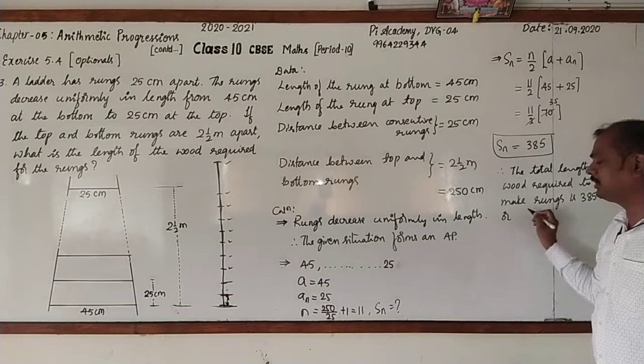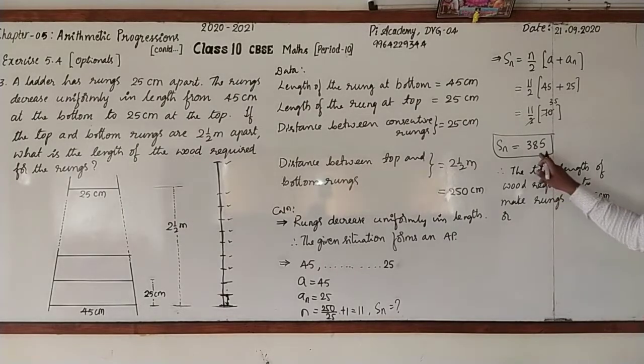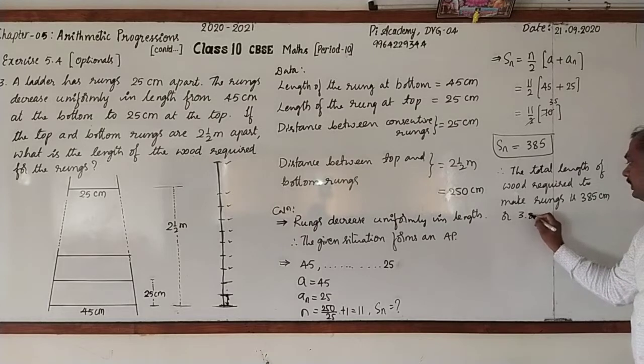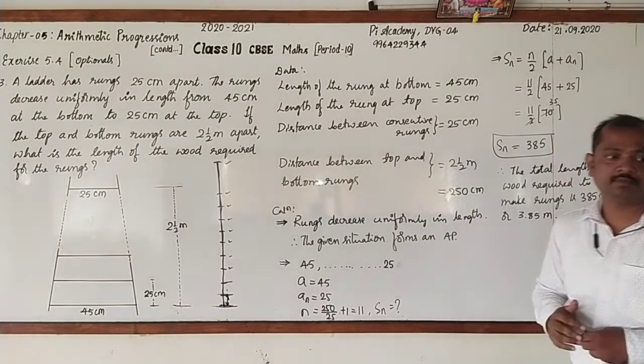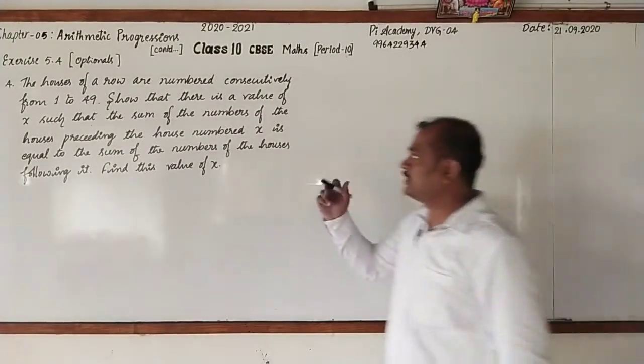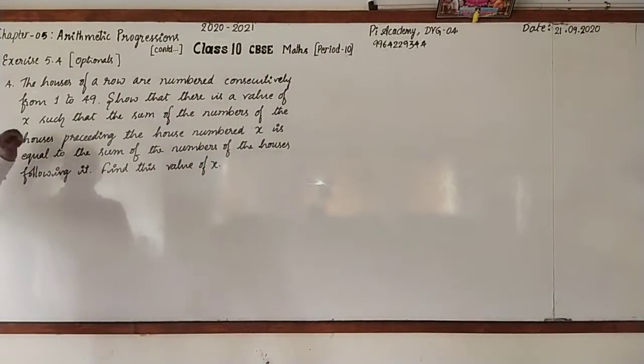We all know that 100 centimeter equal to 1 meter. So 385 centimeter divided by 100, that means 3.85 meter. Yes, please go for copying this. Dear students, please go through this and copy. It has been given like this.